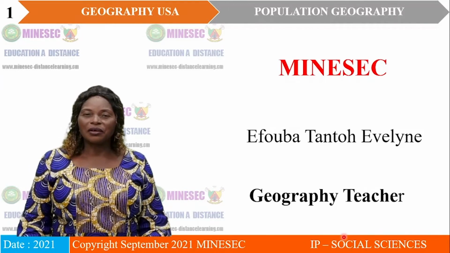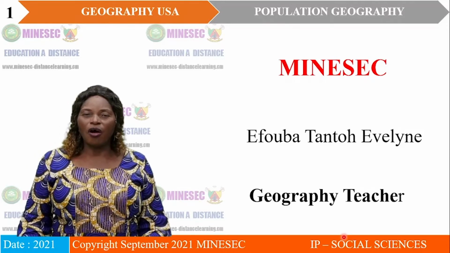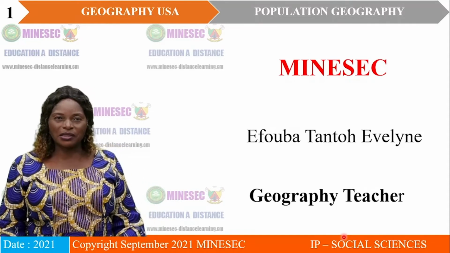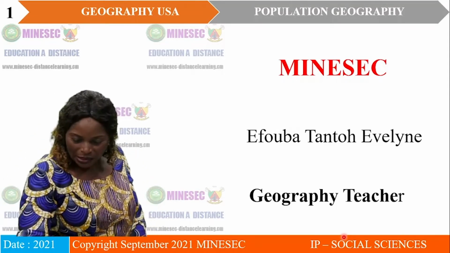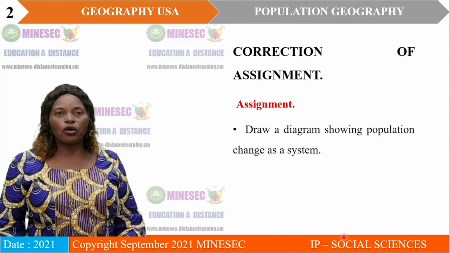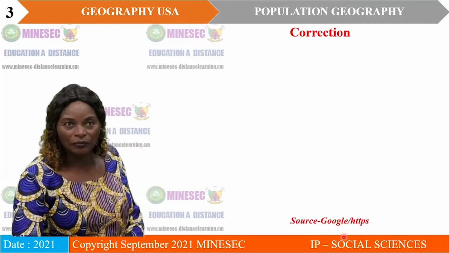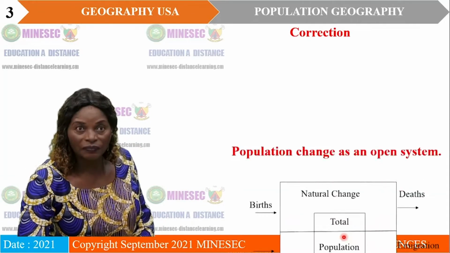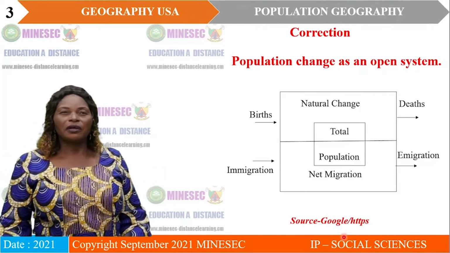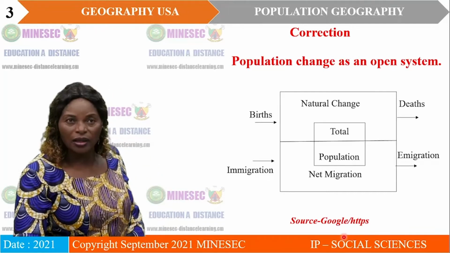Last class, we treated the historical evolution of the world population. And you went home with an assignment. This assignment was to draw a diagram showing population change as a system. For the correction of this assignment, you can see it on the board.